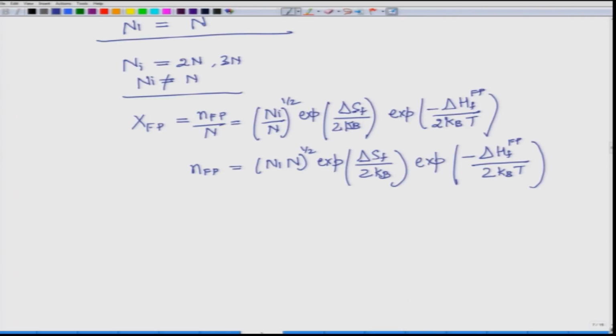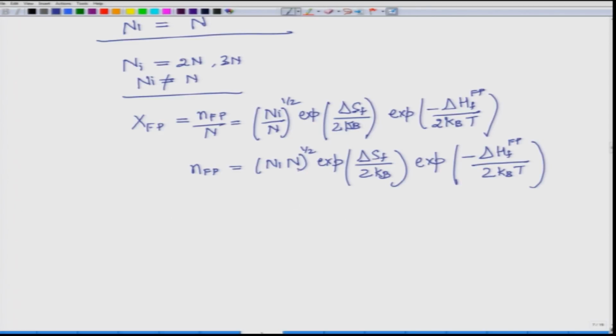So, this is showing you the relation for the number of Frenkel pairs, which is related to Ni and n. Actually, we will derive this relation later on also. So, I am not going into the details right now. You will be able to see when we come to this equation from defect equilibria, treating defect as a reaction. Over there, you would be able to directly see how this comes when Ni is not equal to n.